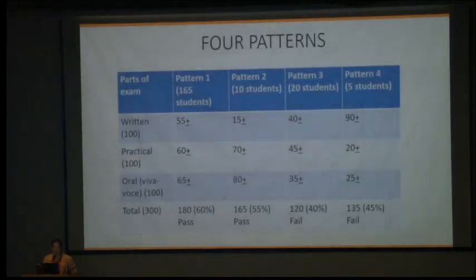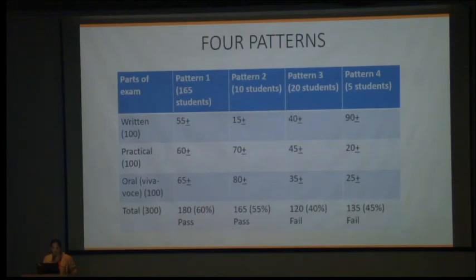So what the committee saw was that the results of students fell into 4 kinds of patterns. The first pattern, which was true for 165 students, you can see here that the written had around 55 marks. They got around 55 marks in written, around 60 in practical, and around 65 in oral.